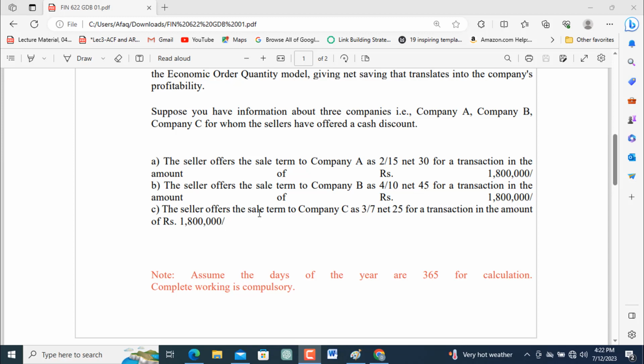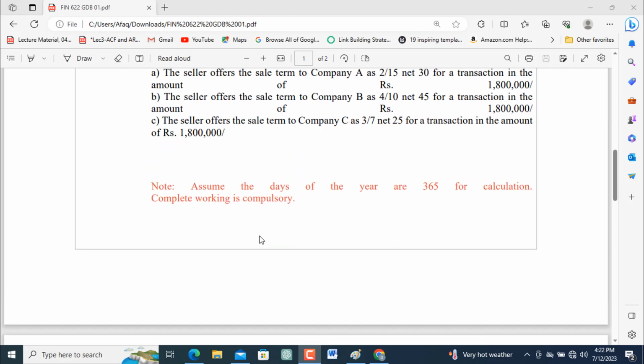The seller offers the sale term to company C as 3/7 net 25 for a transaction in the amount of rupees 1800,000. So for company C, the credit terms are a 3% discount on payment within 7 days, or if forgoing the discount, then company C has 25 days to pay its liability. One important thing to note is that for all three companies, although the credit terms are different, the transaction amount is the same.